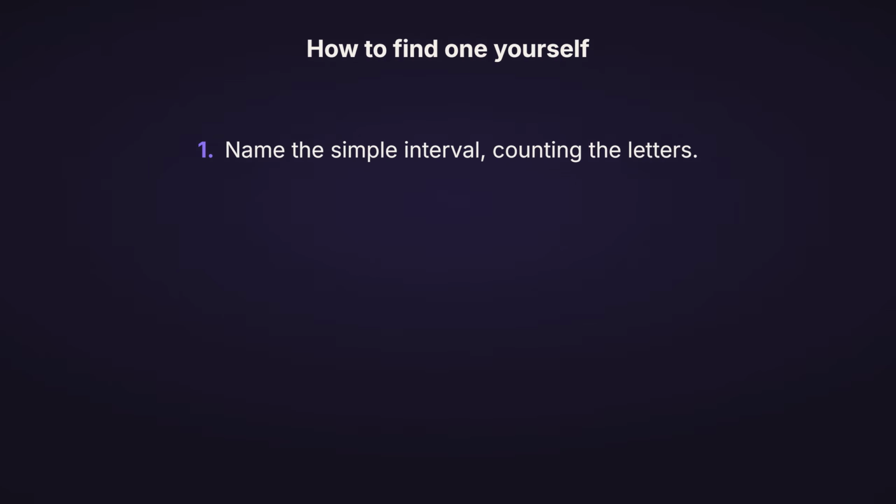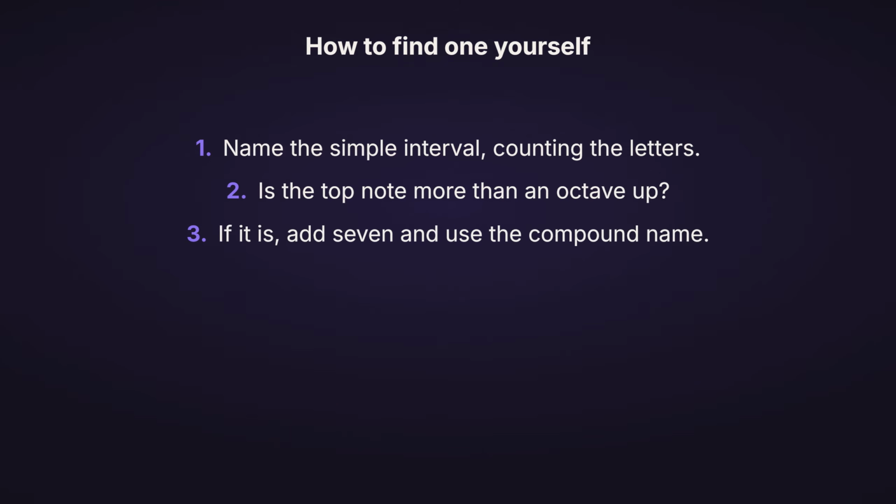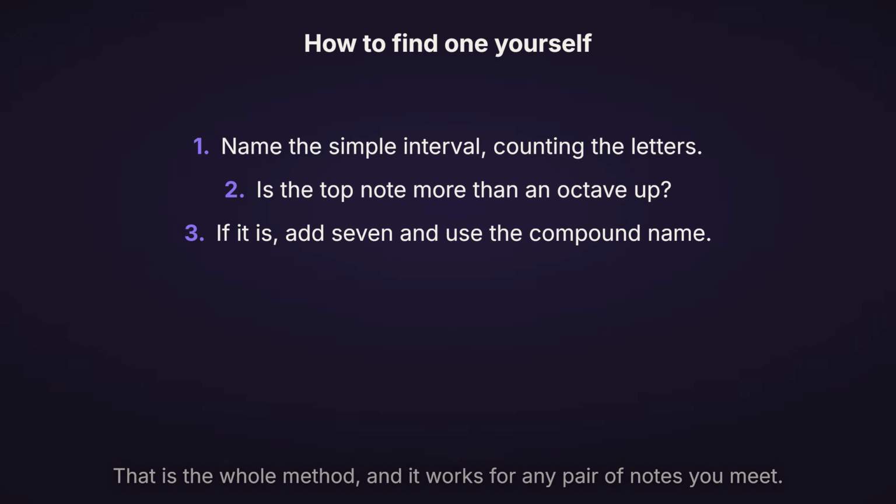Then ask one question, is the top note more than an octave above the bottom one? If it is not, you are done, it is just the simple interval. But if the top note really is more than a full octave up, add 7, and use the compound name. That low C to a high E more than an octave up is a third plus 7, which is a 10th. Name the simple interval, check the octave, add 7 if it cleared the octave. That is the whole method, and it works for any pair of notes you meet, on any instrument, in any key.